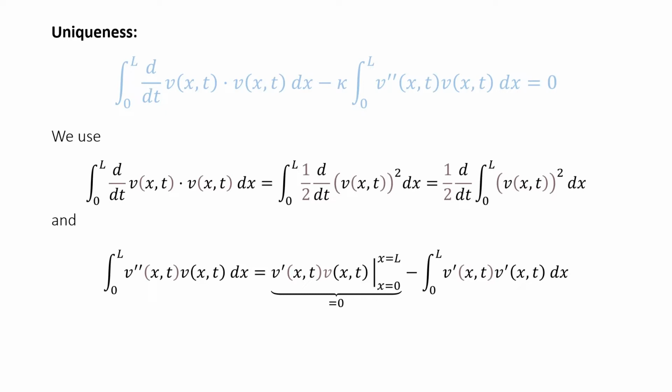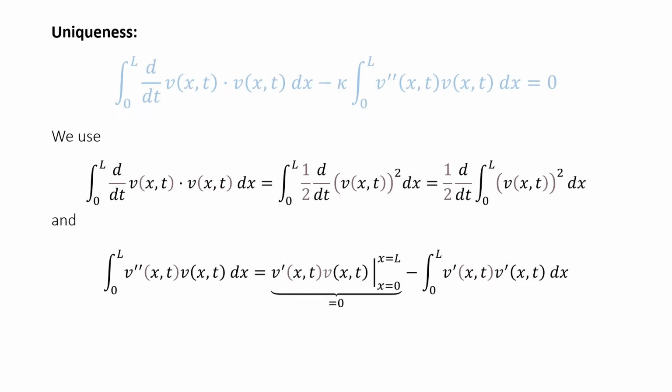Now let's take a look at the second integral. If we integrate in space from 0 to L v''(x,t) times v(x,t) dx, we can use integration by parts in order to pull over one derivative of v onto the other factor. Formally, the integral from 0 to L of v''(x,t) times v(x,t) dx equals v'(x,t) times v(x,t) evaluated at x equals L and x equals 0, minus the integral from 0 to L of v'(x,t) times v'(x,t) again dx.